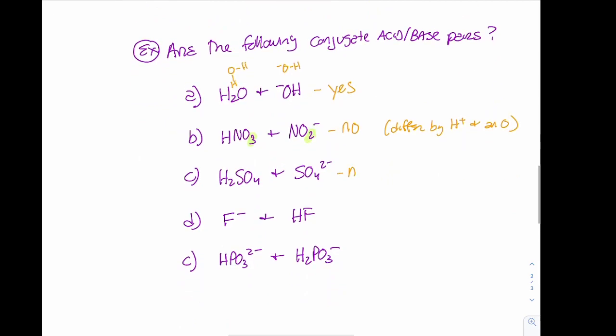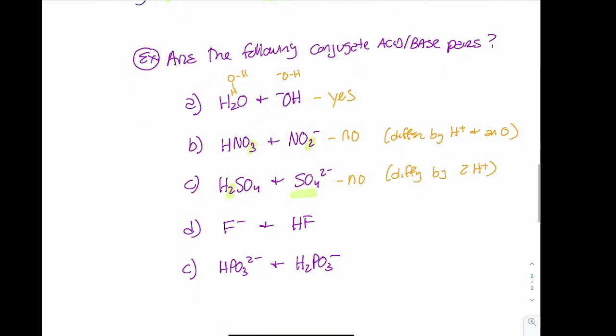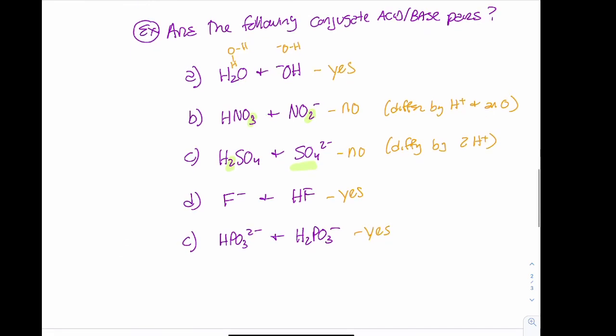C, I also got no, right? These guys differ by 2 H pluses. I have 2 hydrogen ions, right? 2 protons over here. Here I don't have any. This was neutral, right? It doesn't have a charge. This has a -2 charge because it lost 2 protons. So no, they actually differ by 2 hydrogen. If we go back up, they can only differ by 1 hydrogen and only 1 hydrogen. A yes for this one, right? The difference between F minus and HF is H plus, and then also yes for this one.